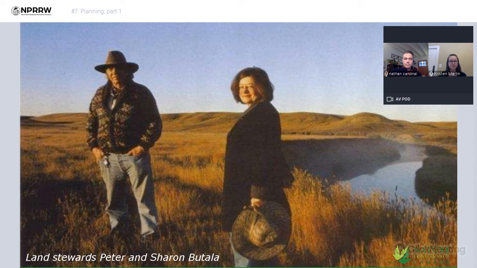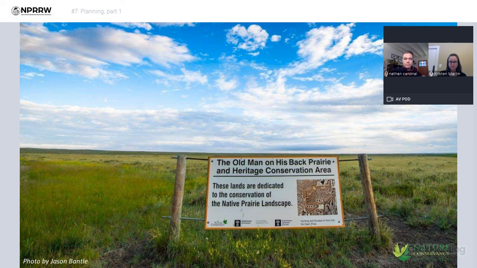They ranched for a couple decades, and then once they were getting ready to retire in the 1990s, they approached NCC to see if we would take over the management of the ranch, because it was their dream to see the ranch stay in its native grassland state in perpetuity. So in 1996, through a combination of lands that were purchased, some that were donated, and also Crown leased land, NCC took over the management of what is now called Old Man on His Back Prairie and Heritage Conservation Area, which we refer to as OMB for short.